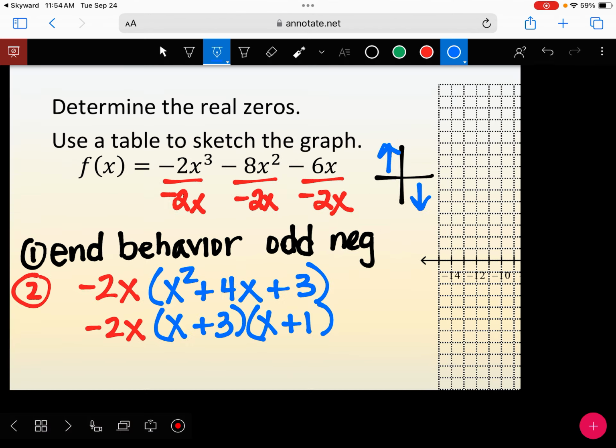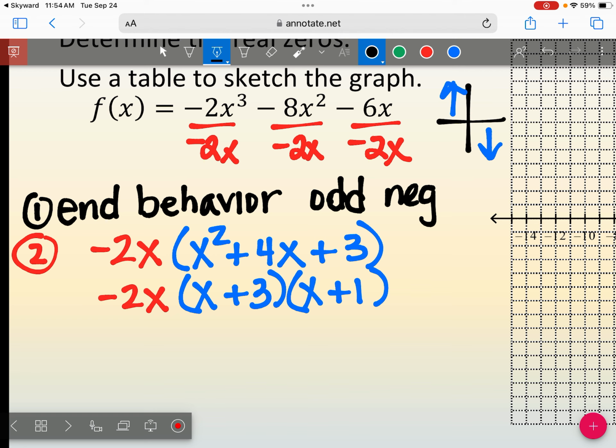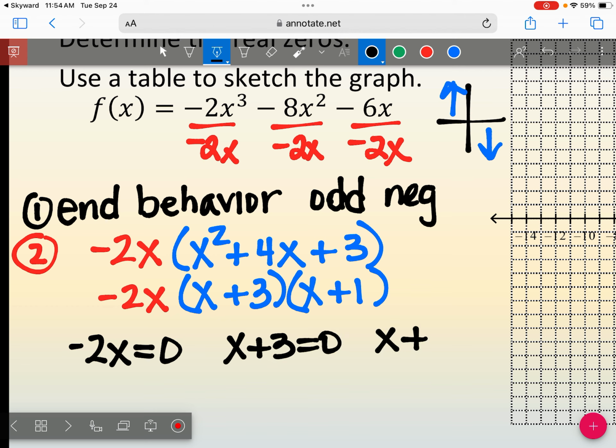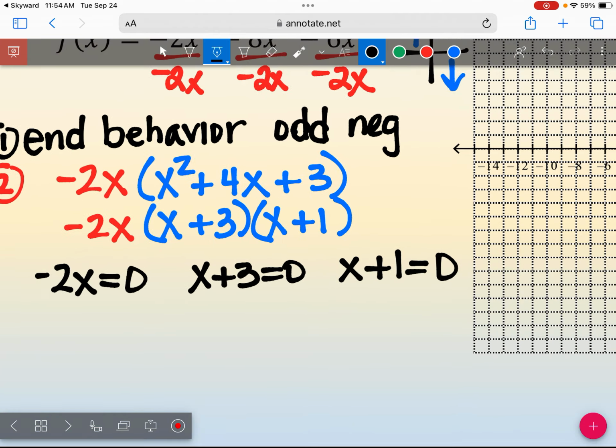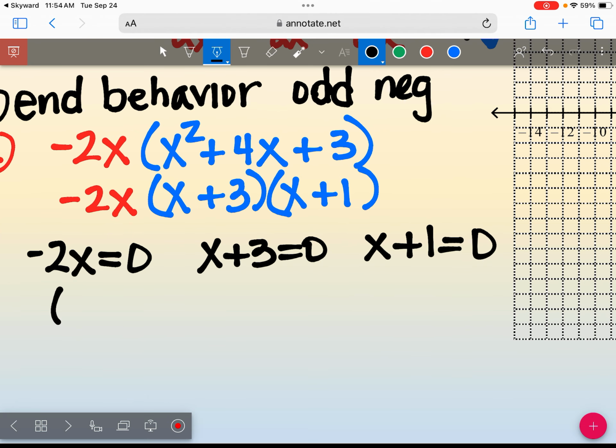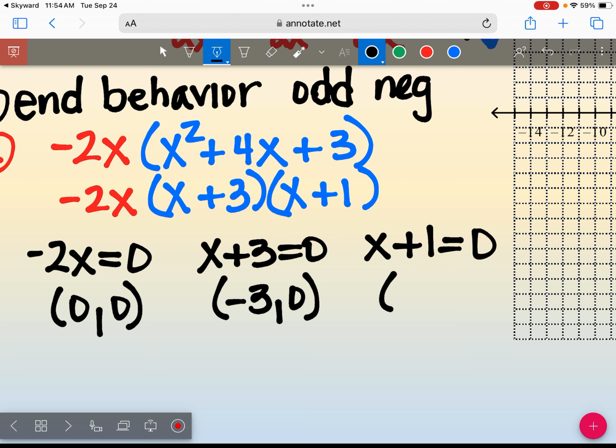All right, so now let's set each factor equal to 0. Starting with negative 2x, set that equal to 0. Then you're going to take x plus 3, set that equal to 0. And then x plus 1, set that equal to 0. And that's going to give you your x-intercepts. So for the first one, you're going to divide by negative 2, so that gives you 0, 0. The second one, you're going to subtract 3, so that would be negative 3, 0. And the third one, you're going to subtract 1, so that would be negative 1, 0.